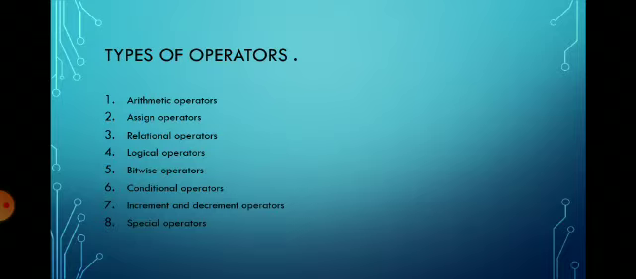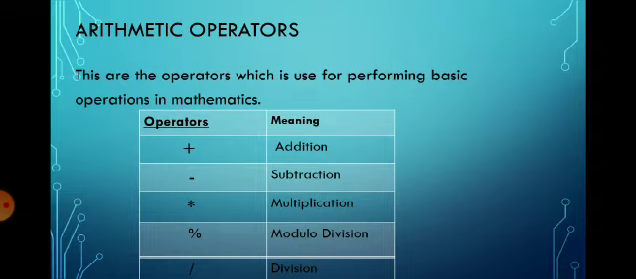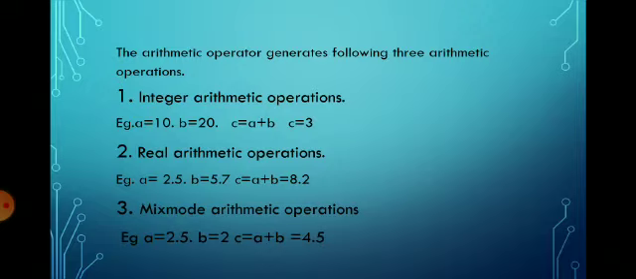So arithmetic operators. These are the operators which are used for performing basic operations in mathematics, like addition, subtraction, multiplication, modular division and the division. As it requires two variables for processing, it is called a binary operator. These arithmetic operators generate three arithmetic operations: integer arithmetic operation, real arithmetic operation and mixed mode arithmetic operation.